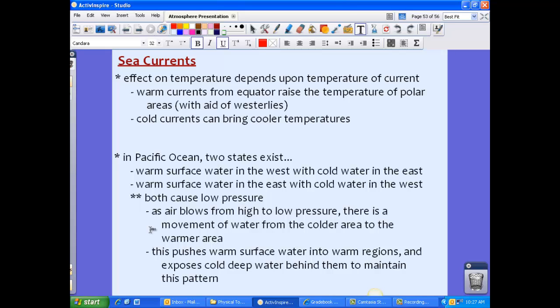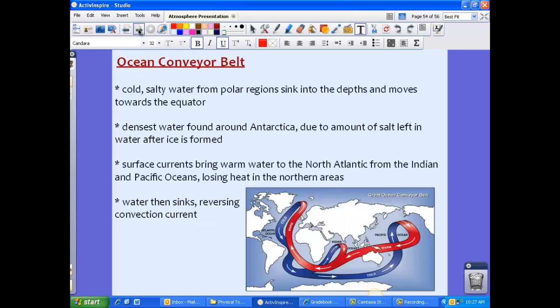So because of the way that this gyre runs, we have both cold water and warm water on both east and west. It causes a low pressure system, which maintains that balance because it's exposing colder water to the surface. So it's creating this pattern and keeping it going. So sea currents are very important for temperature changes and pressure changes around the globe as well.